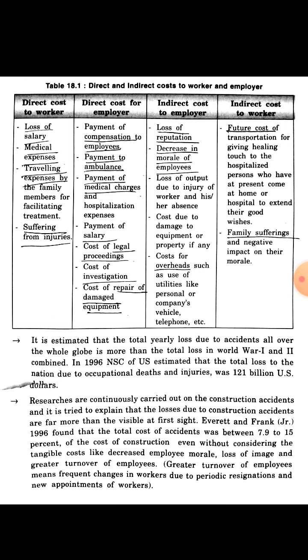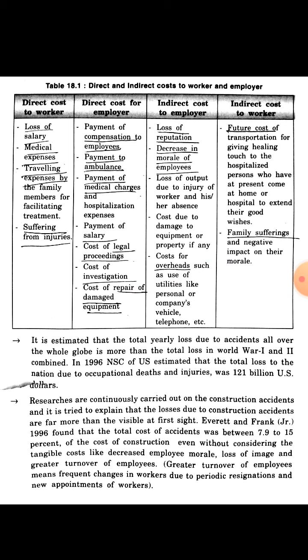treatment and suffering from the injuries. And direct cost for employers: payment of compensation to the employee, payment to ambulance, payment of medical charges, and payment of salary, cost of legal proceedings, cost of investigation, cost of repair of damaged equipment. So these are the direct costs of employers.